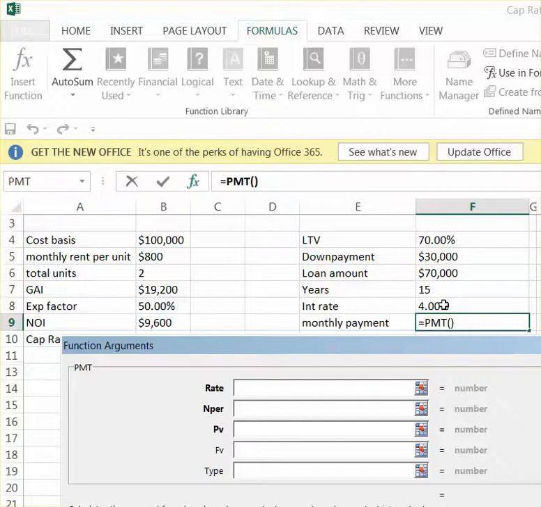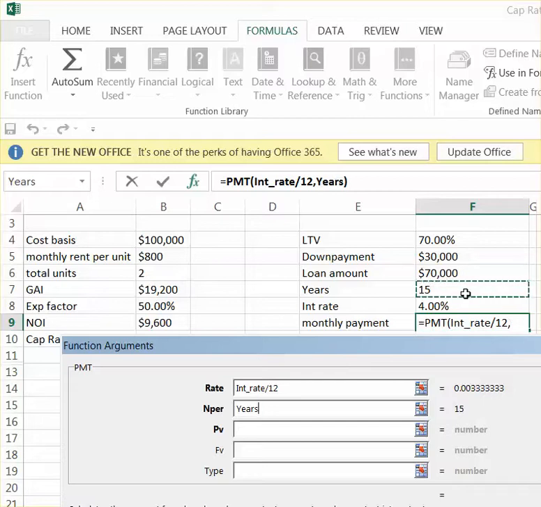And now it's asking me the question, what is the rate? So I click here, puts the cursor right where it needs to be, and I say it's that much money in a year, but in a month it's 1/12 of that. Then I click in the number of periods, click the total years, and I'm going to be paying this off every month for 15 years. So it would be 15 times 12.